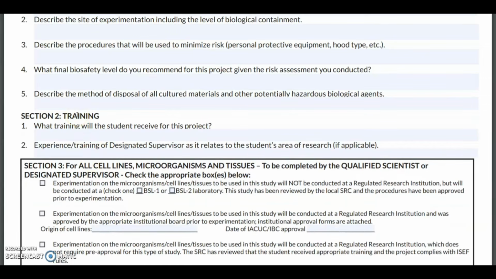Section 2 is the training. What training will the student receive for this project? Experience and training of the designated supervisor as it relates to the student's area of research.